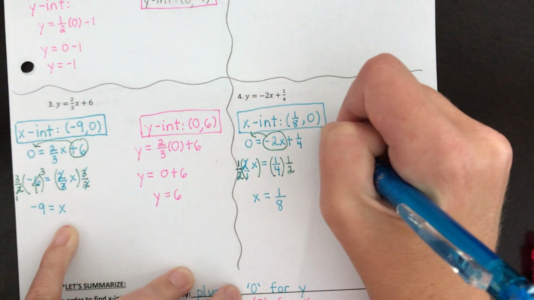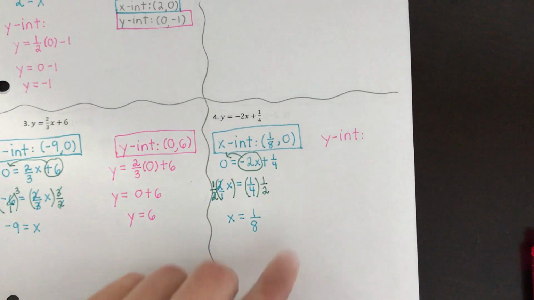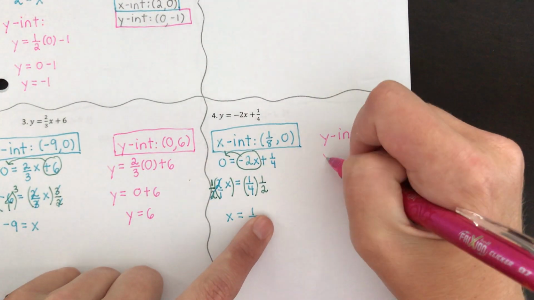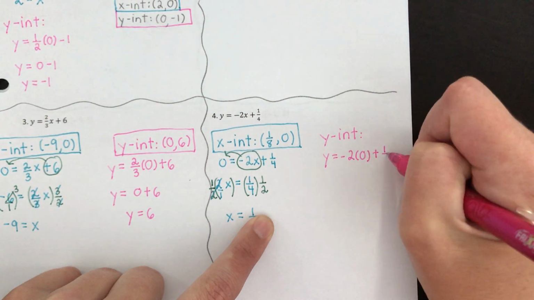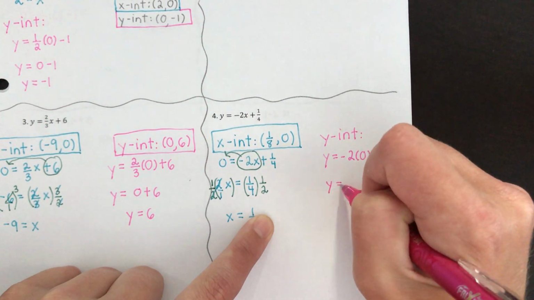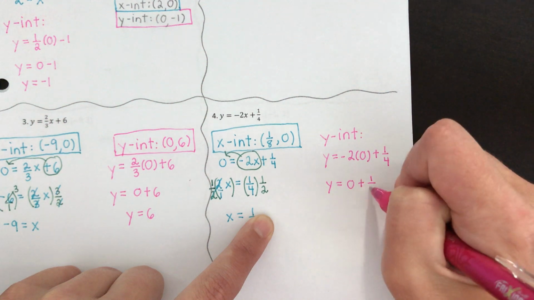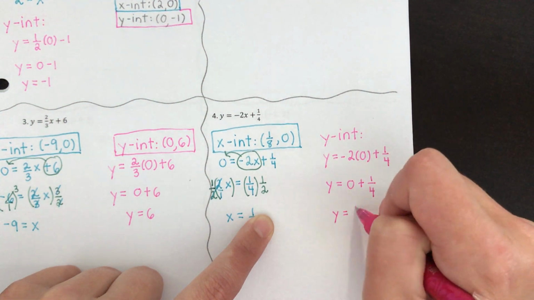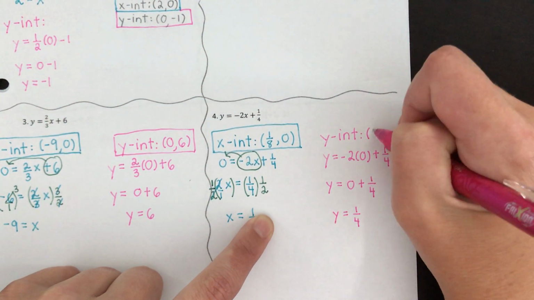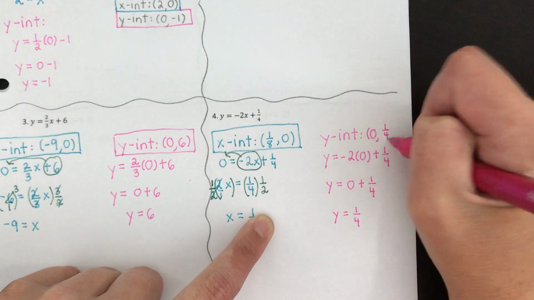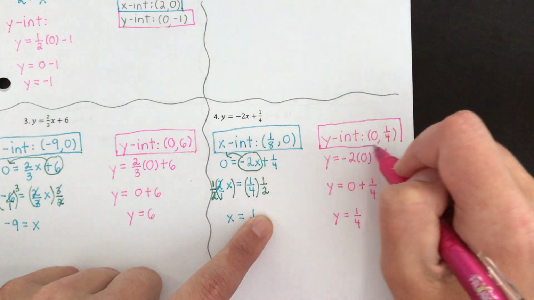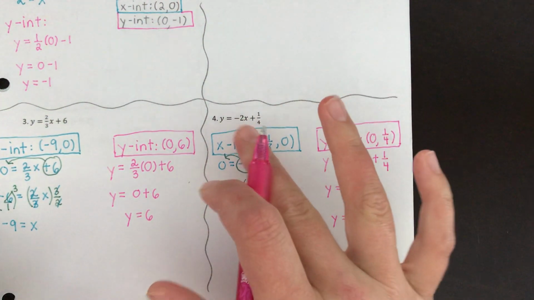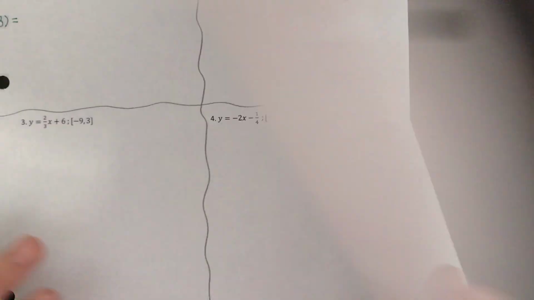All right, last piece here until we get to the back. So now, y-intercept. So y equals negative 2 times 0 plus 1/4. So y equals 0 plus 1/4. So as you already knew, y equals 1/4. So (0, 1/4). Well, look at that. Just as we anticipated.